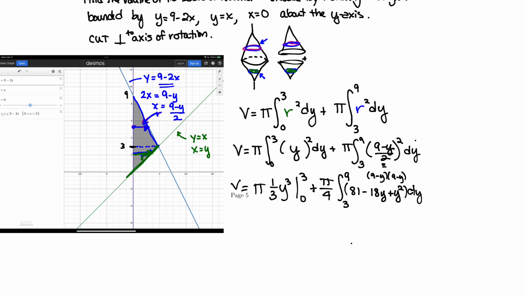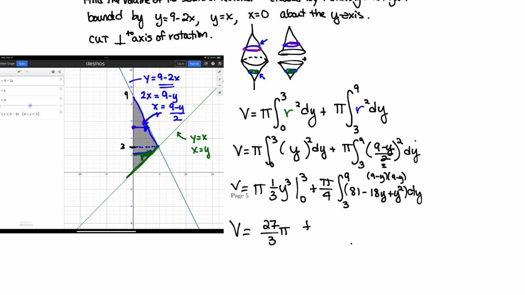You could do a U sub if you wanted to. You could, absolutely, if you didn't want to multiply it out. 1,000%. Because it's just linear. Yep, that works perfect. I'm getting 27 over 3 pi for the first part, if I did that right, which is 9 pi. So I think I get the first part. Is that right? Are you guys, am I messing up? I could be, but let's see.